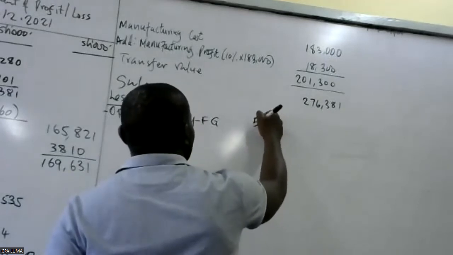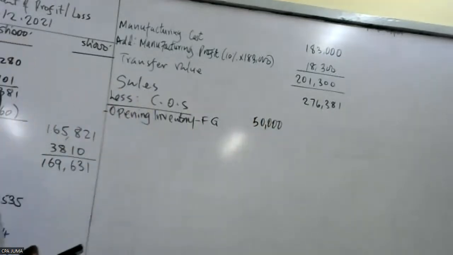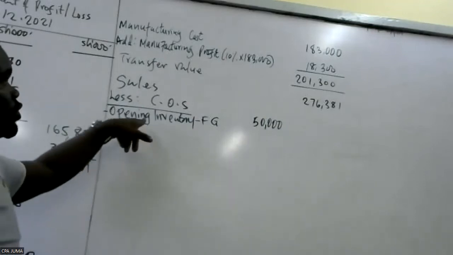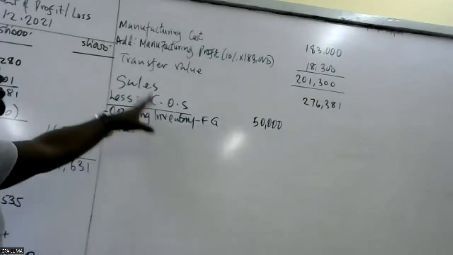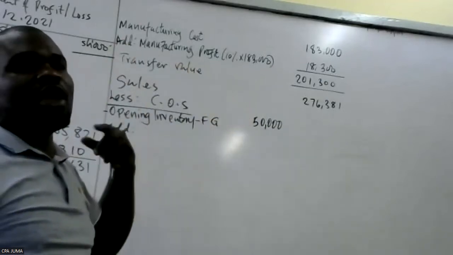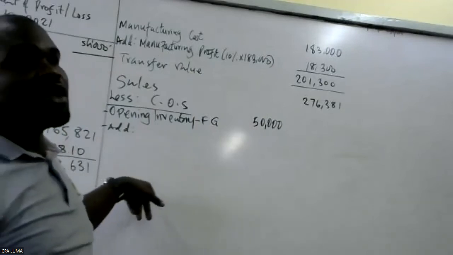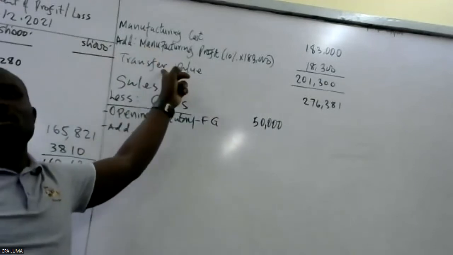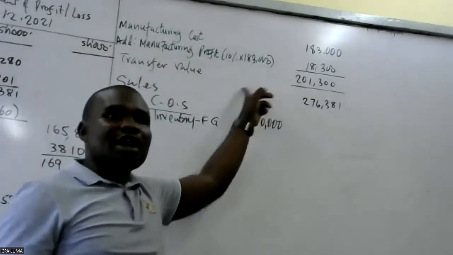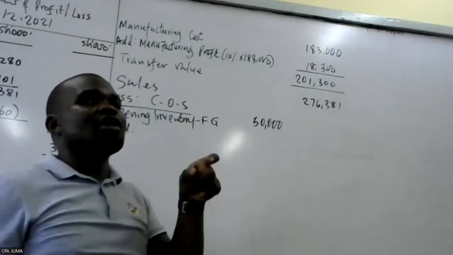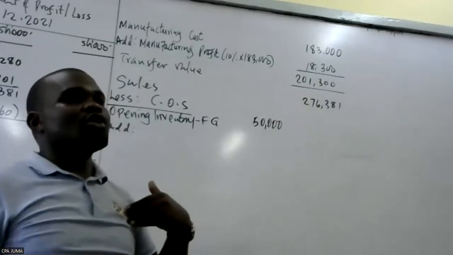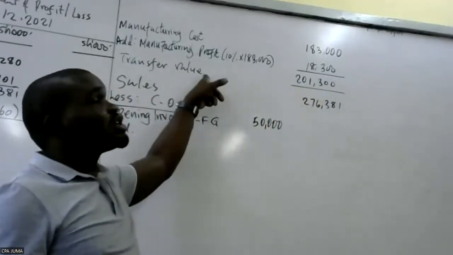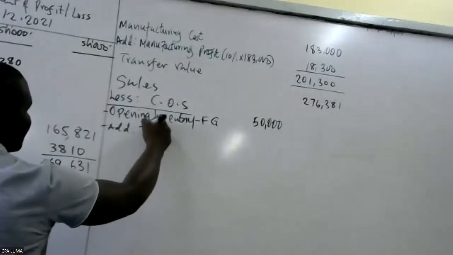Finished goods is 50,000. Then we add, now listen to me, in a normal P&L account, we start with opening inventory, then we add purchases. But here, purchases was purchases of raw materials. Where are we selling from? Warehouse. The warehouse receives from the factory. So the transfer value from the factory becomes like a purchase, in quotes, to the warehouse. Warehouse received at what price? 201,300. So you replace purchases with transfer value.